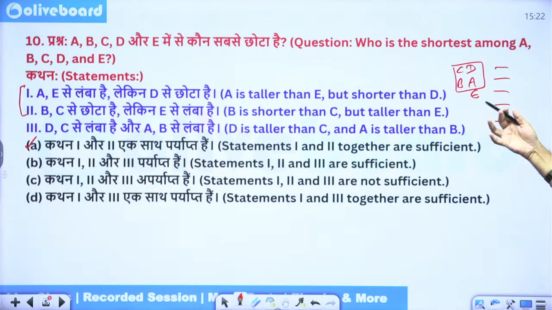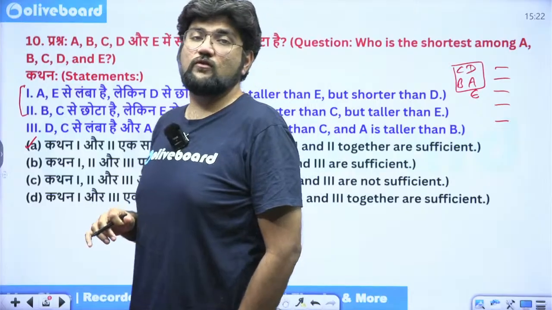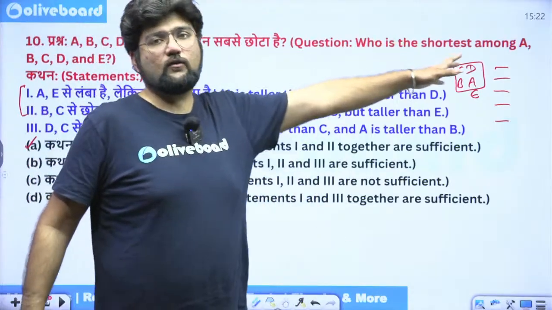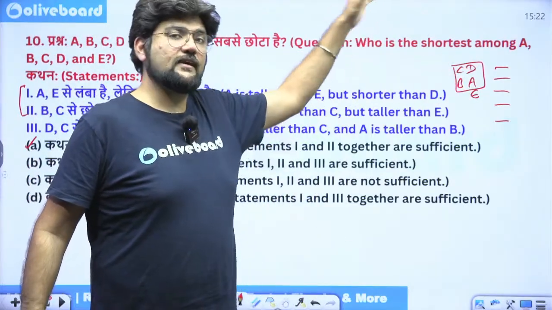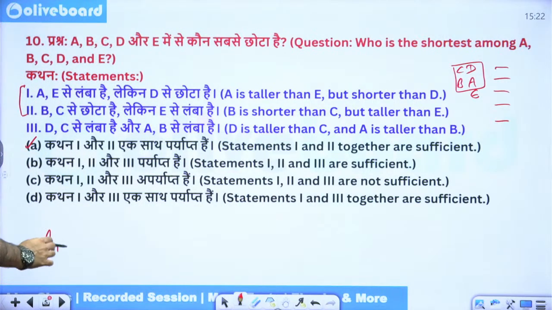That means who is the shortest? E is the shortest for sure. About the rest of them, I don't know. So if the question was who is the tallest, I could not have found out. But since it is asking only who is the shortest, 1 and 2 are sufficient to answer the question. So option A is the right answer.